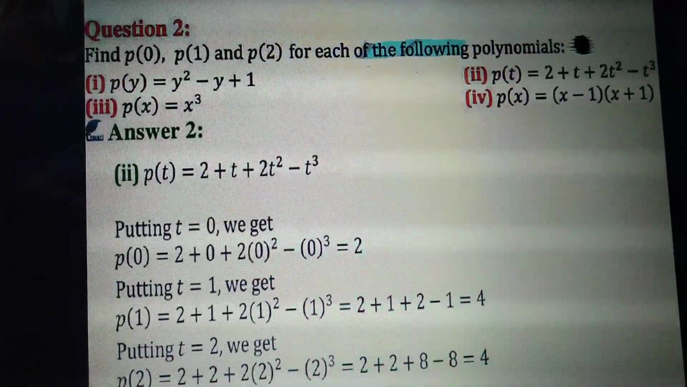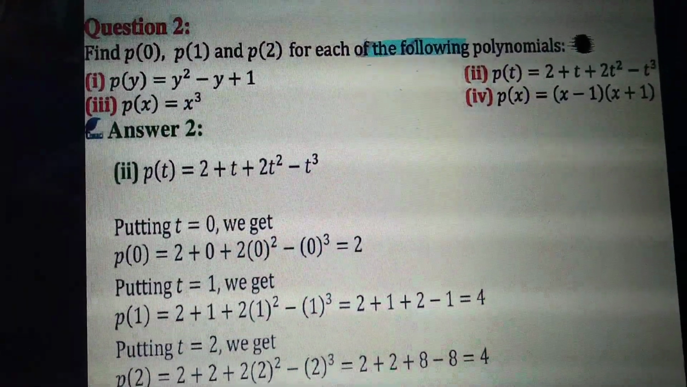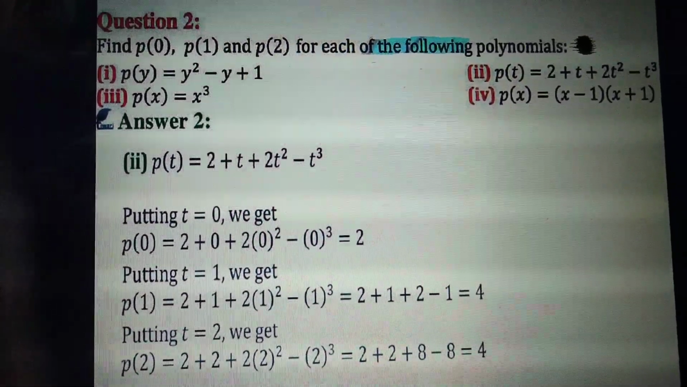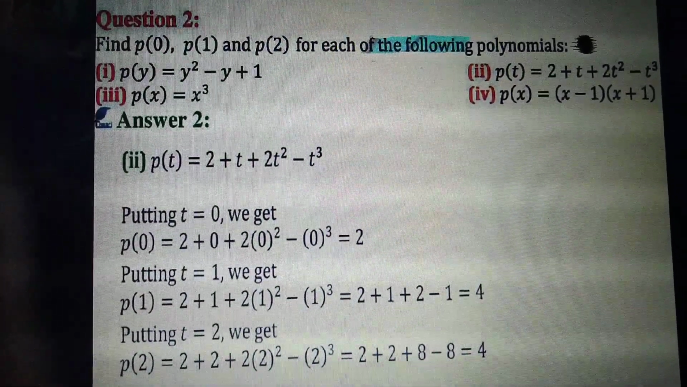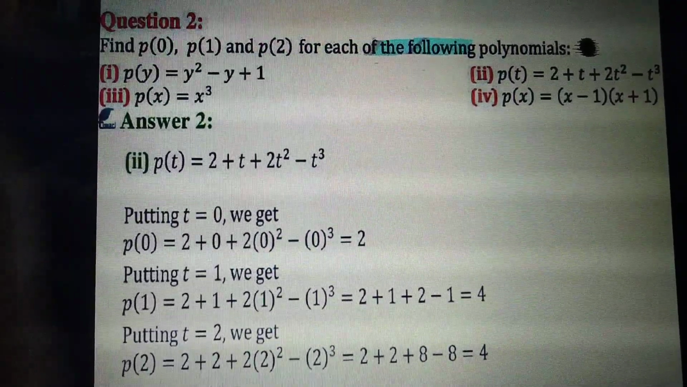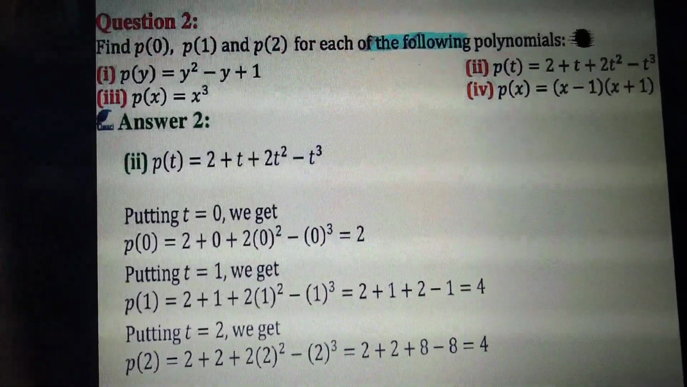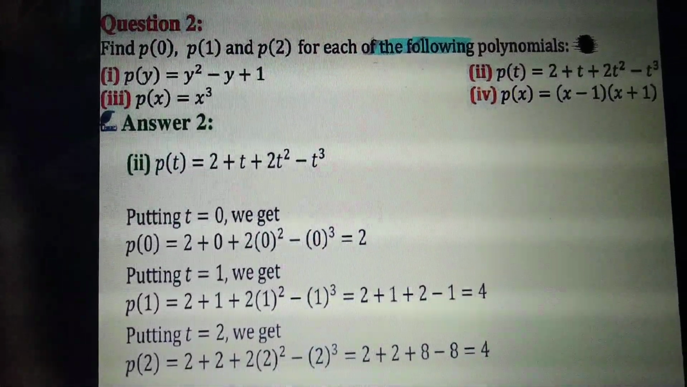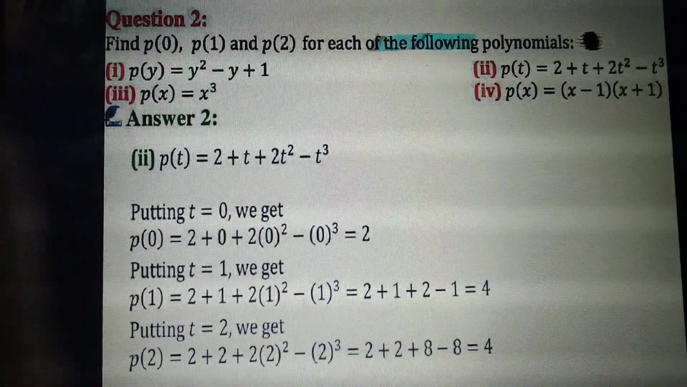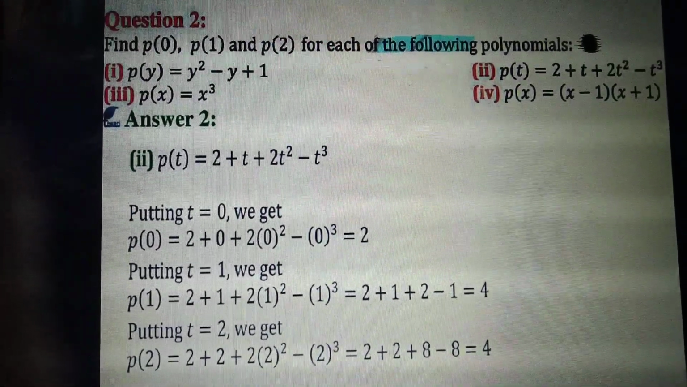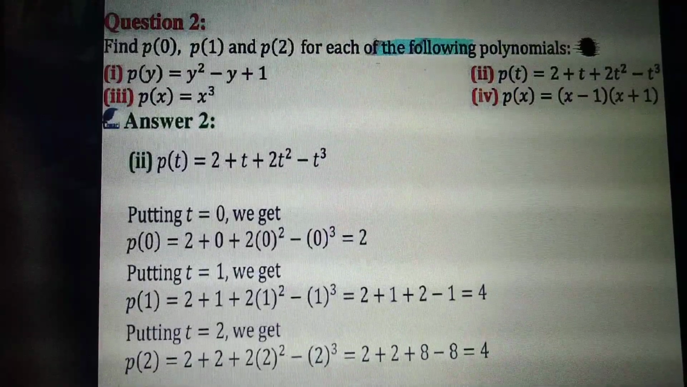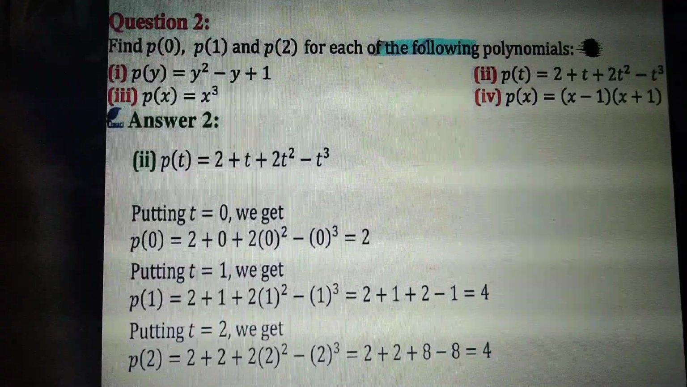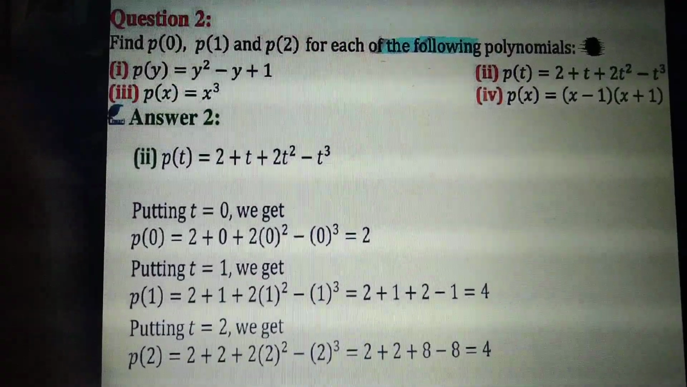Next, second question. Find p of 0, p of 1 and p of 2 for each of the following polynomials. So here 4 polynomials are given. We want to find p of 0, p of 1 and p of 2. So replace the variable with 0, 1 and 2 and find the answer. That is the meaning. Now I am going to explain the second polynomial.